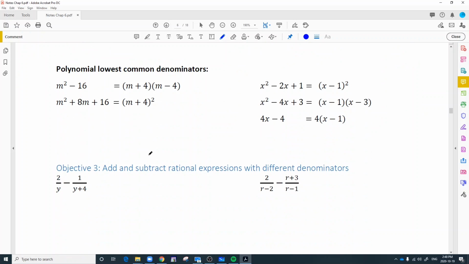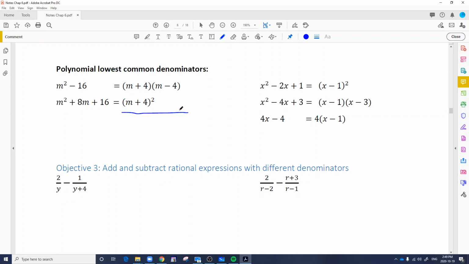All right, the next kind of denominator is when you have polynomial denominators, so not just a monomial anymore. So your denominators could be m squared minus 16 and m squared plus 8m plus 16. And your first step to finding a common denominator is to factor. So m squared minus 16 is m plus 4, m minus 4. It's a difference of squares. M squared plus 8m plus 16 is a perfect square trinomial, and it would factor down to m plus 4 all squared. So we do the same thing.